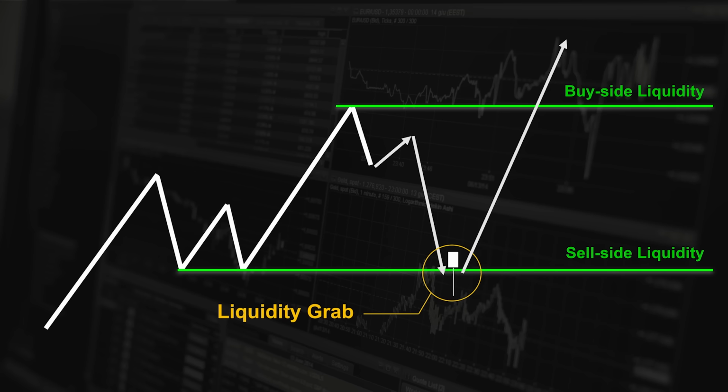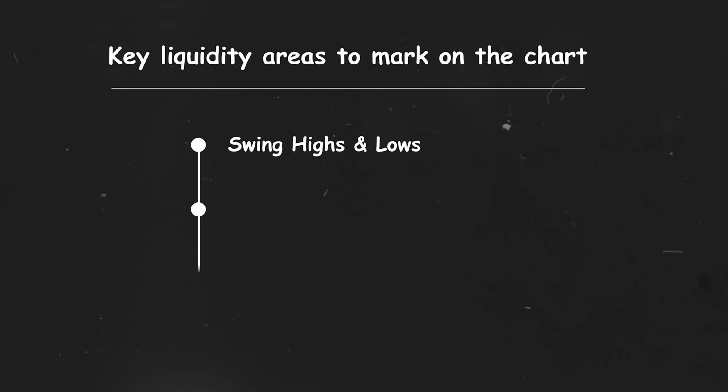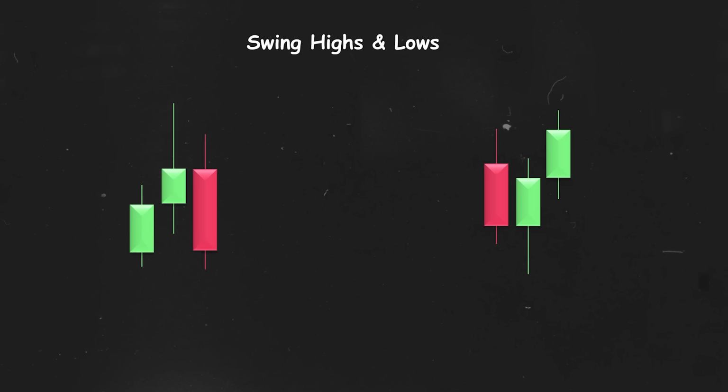Now let's talk about the key liquidity types you need to mark on the chart. Number 1. Swing highs and swing lows. We've mentioned these terms many times, but what do they actually refer to? Swings are price turning points where 3 candles form a specific price pattern.